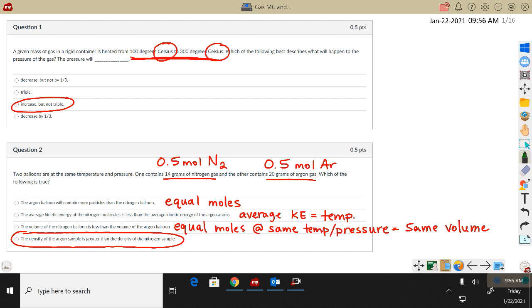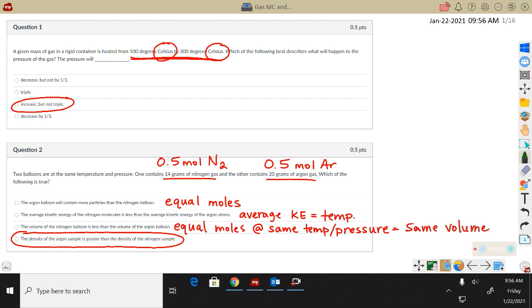Same thing could be said if I had a flexible container. If I triple the Kelvin temperature, I would triple the volume, but not Celsius. So here the pressure will increase. We're increasing the temperature, but the pressure will not triple. And the only way we know that is just from lab data, that if I really go in the lab and I triple the Celsius temperature, it will not triple the pressure or the volume. Not when temperature is in Celsius.